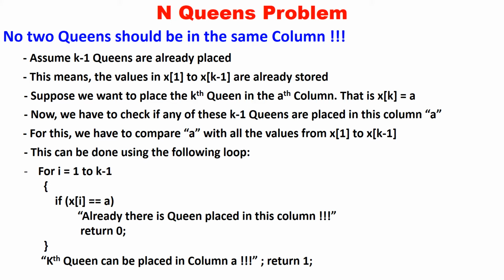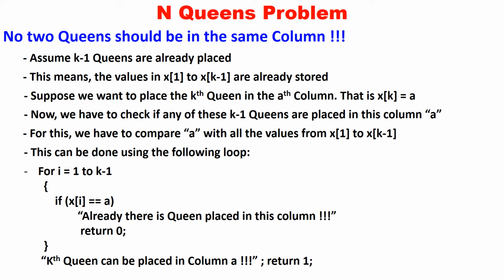I think we can use a simple loop here. Say i is equal to 1 to k minus 1. If X of i, any of the column numbers of the previous queens, is equal to a, already there is a queen placed in this column. Otherwise, yes, kth queen can be placed in the column a.